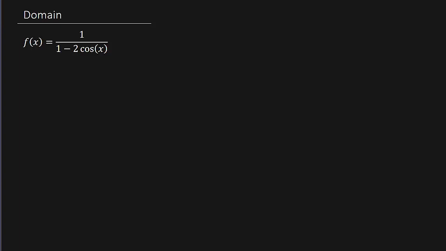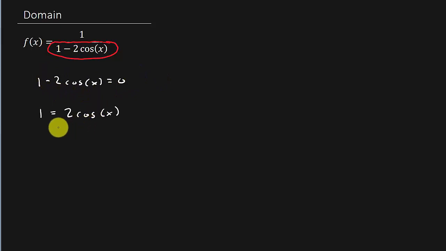Well, we know when we have a fraction, we cannot have 0 in the denominator. So we want to know when is the denominator equal to 0. So let's take the 1 minus 2 cosine x and set it equal to 0. So we get 1 equals 2 cosine x. So we're just adding 2 cosine x to both sides, moving this to the other side. And so this is going to give me cosine x is equal to 1/2.